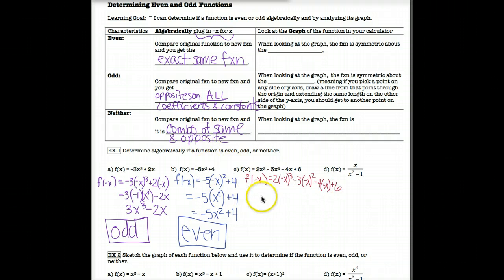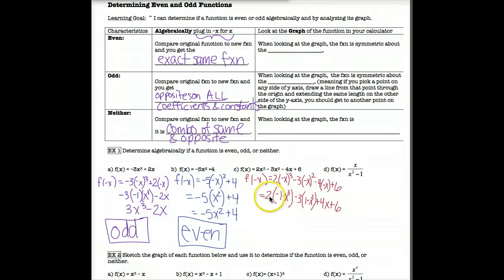All right, so now I'm going to use my exponent rules. So I've got 2 times, when I cube the negative, that gives me negative 1. Cube the x, that gives me x cubed. Next term, when I square the negative 1, that gives me 1. Square the x gives me x squared. Over here, negative times a negative is a positive, so plus 4x, and then plus 6.